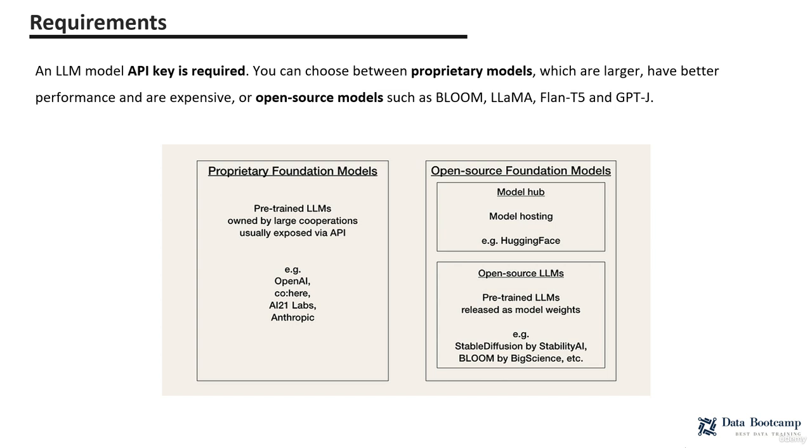Some examples of well-known proprietary models would be those from OpenAI, but there are also models from Cohere, AI21, or Anthropic. On the other hand, open-source models tend to be smaller and have fewer capabilities compared to proprietary models, but they are more cost-effective, and most of them are completely free. Some examples of open-source models would be Bloom, developed by BigScience, Llama, developed by Meta, Flan-T5, developed by Google, and GPT-J, developed by EleutherAI.